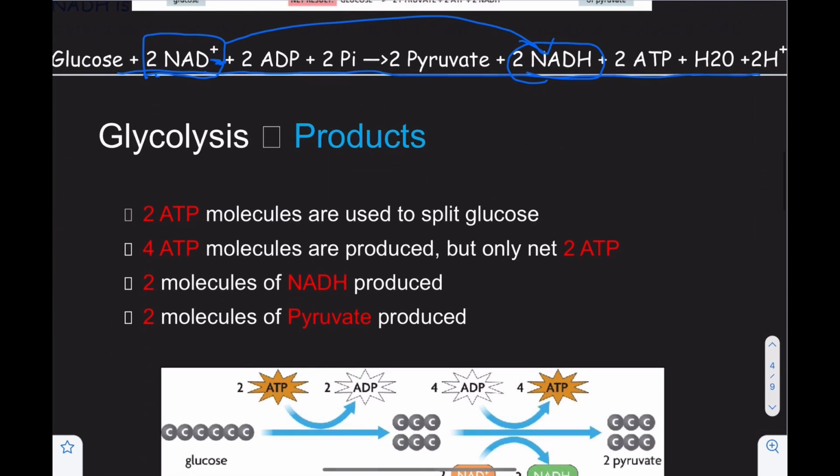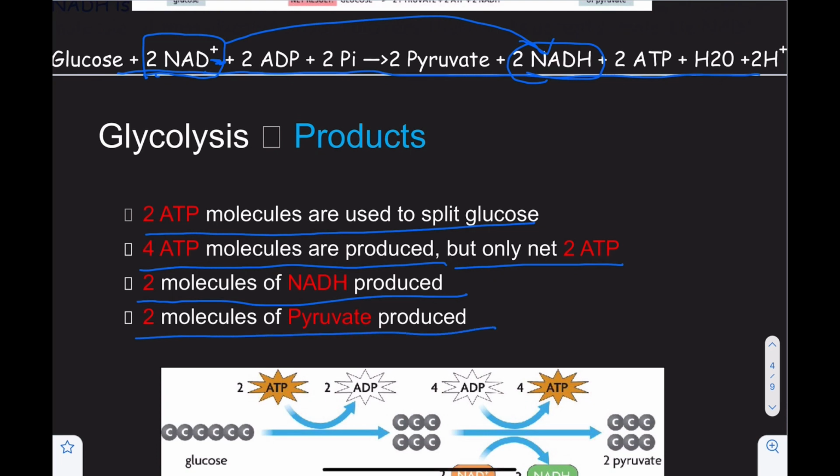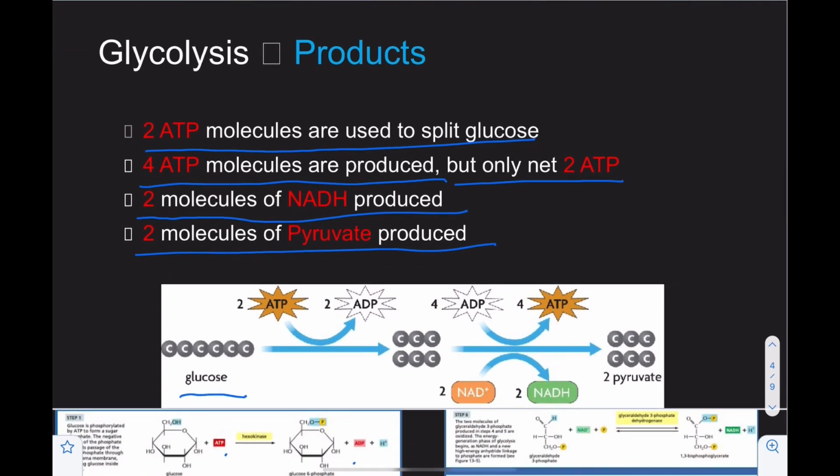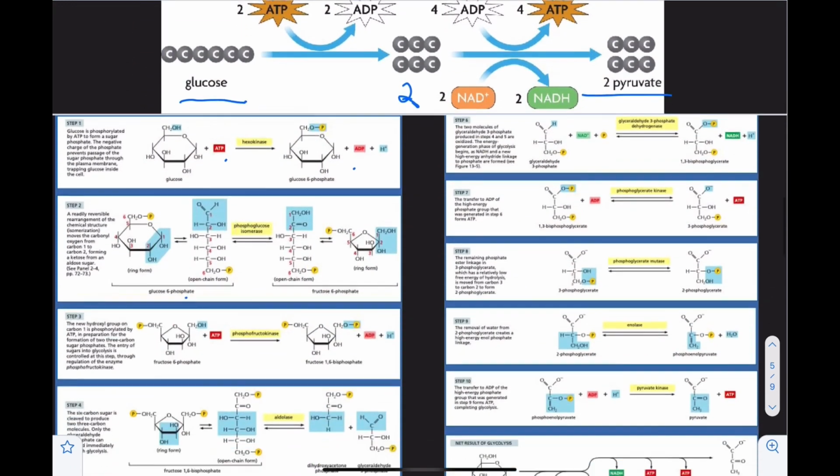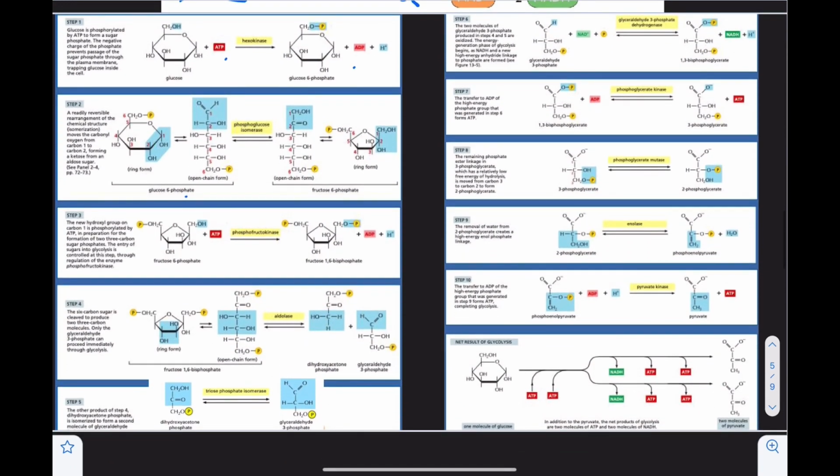Okay, so to recap, 2 ATP molecules are used to split glucose, 4 ATP molecules are produced, but only net 2 ATP, 2 molecules of NADH are produced, 2 molecules of pyruvate are produced. As you can see, glucose splitting the glucose to 2 3-carbon sugars, which eventually get turned into 2 pyruvate molecules. And here you see the steps. On the left is the investment phase, and to the right is the payoff phase.